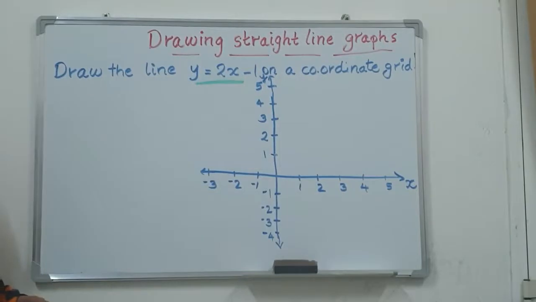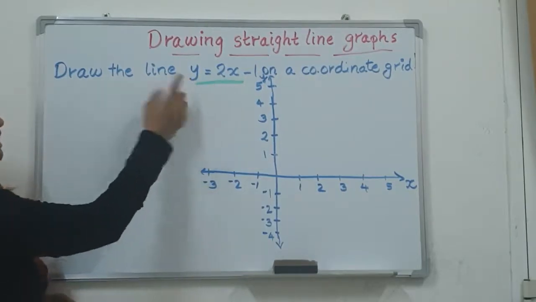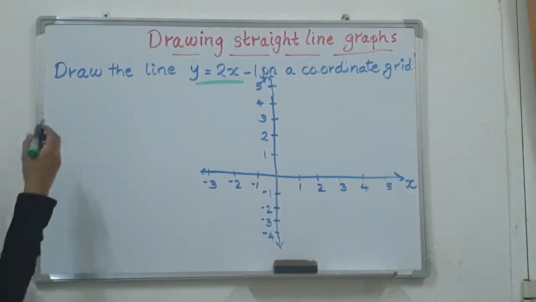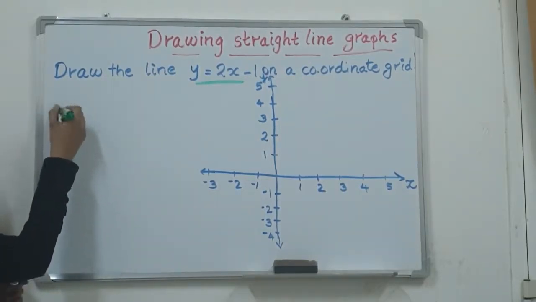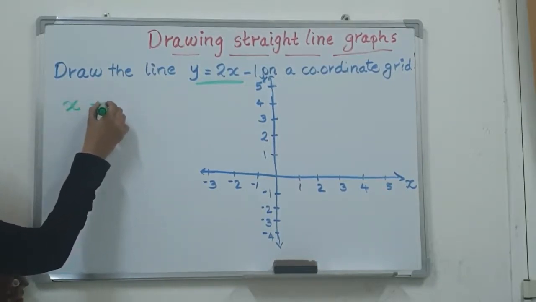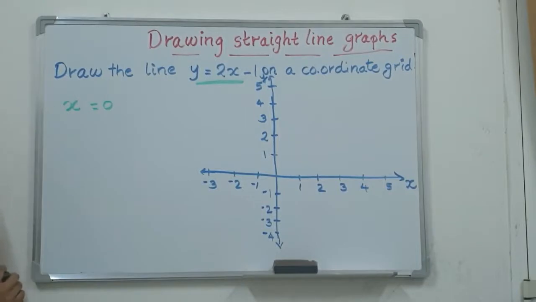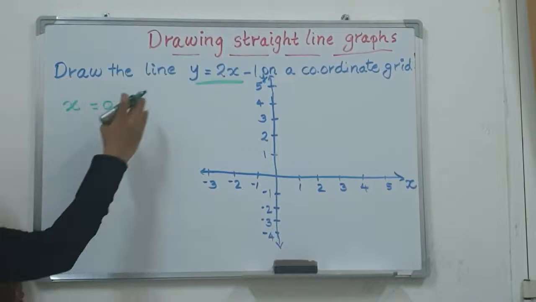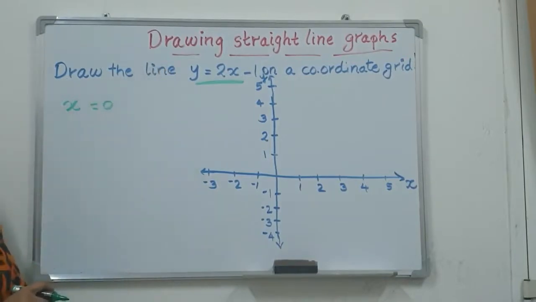But before that we have to know the values of x and y. So how do we find the values of x and y to draw the straight line on the coordinate grid? First of all, I can just take the value of x as 0. If I am taking the value of x as 0, what will be the corresponding value of y? How do we find the value of y?